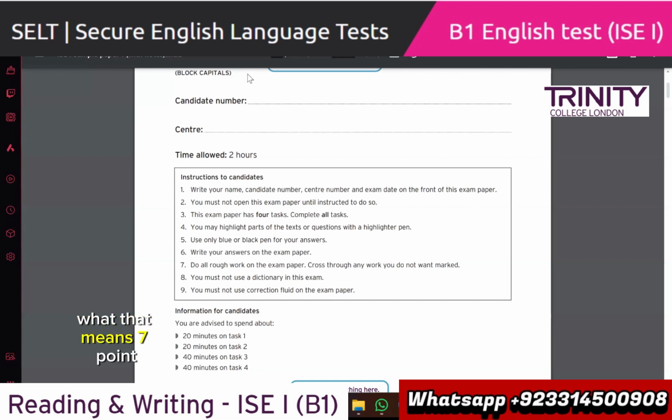What that means, 7th point. Do all the rough work on the exam paper. Cross it out if you think it's not needed, just cross it. Simple.